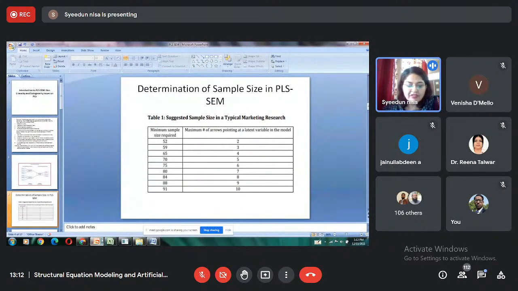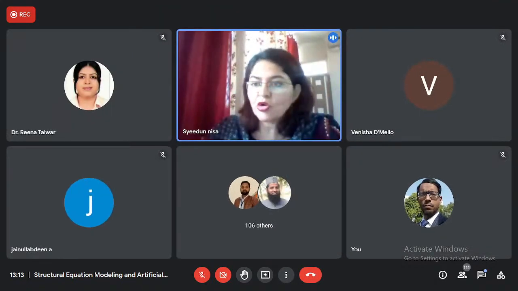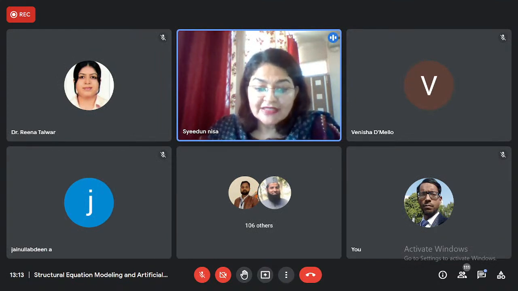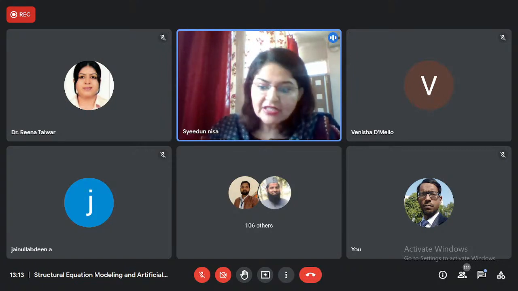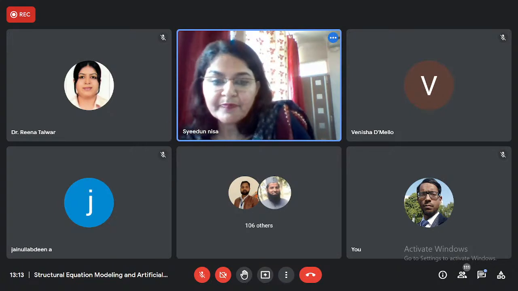But we should not always keep minimum sample size, we should try to achieve a bigger sample size, लेकिन कम sample size में भी PLS-SEM जो है वो support करता है, okay? So if your sample size is small, you can use PLS-SEM, or even if normality is not there, your data is not normal, then also you can use PLS-SEM. So that is the advantage of using PLS-SEM.